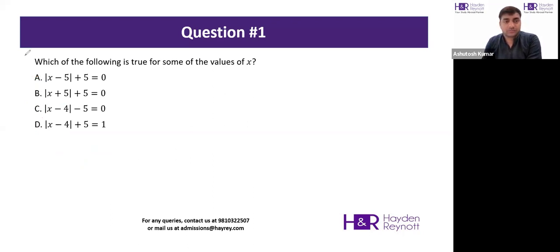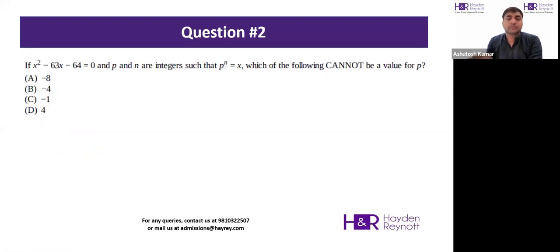Question number 2. In this question, we are given a quadratic equation which is x square minus 63x minus 64 is equal to 0. And p and n are integers such that p power n is equal to x. The question is asking which of the following cannot be the value of p. All right.